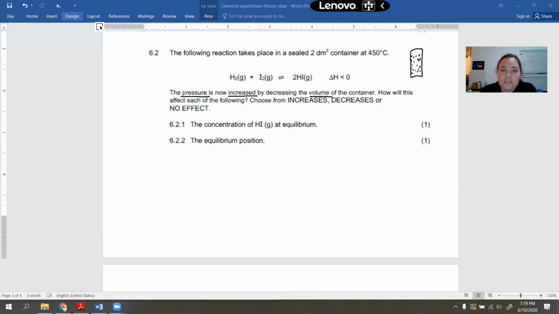The question says, how will this affect each of the following? Once again, your only options are increase, decrease, or remain the same. We're going to look at how it will affect the concentration as well as the equilibrium. When we talk about the equilibrium position, if the forward reaction is favored, we say it shifts to the right. And remember, if the reverse reaction is favored, we say that the equilibrium position shifts to the left. So what does it do to the concentration of HI at equilibrium and the equilibrium position? I'm going to pause while you write in your answers or think about them.